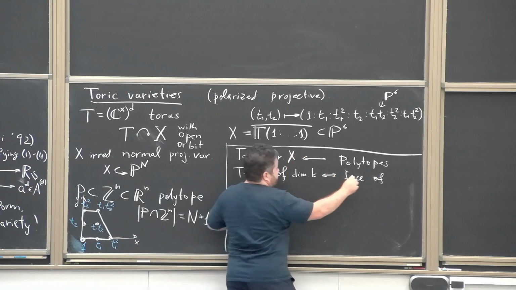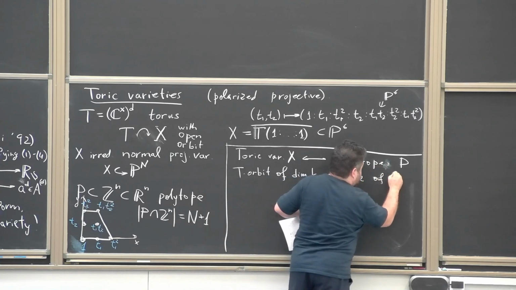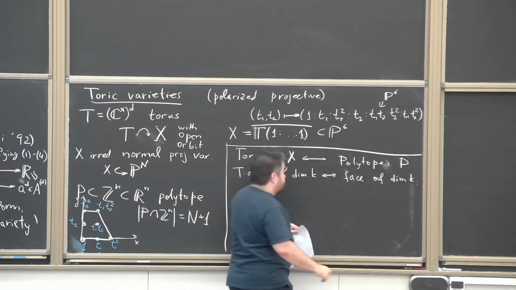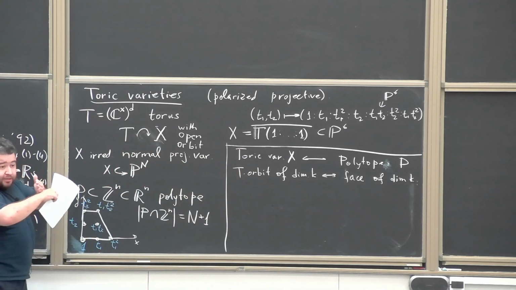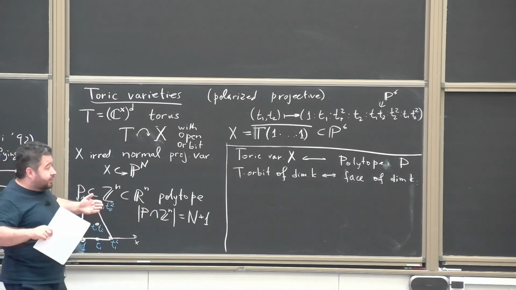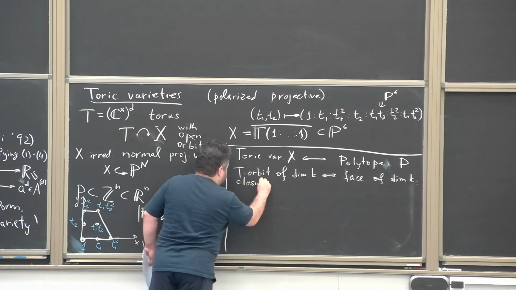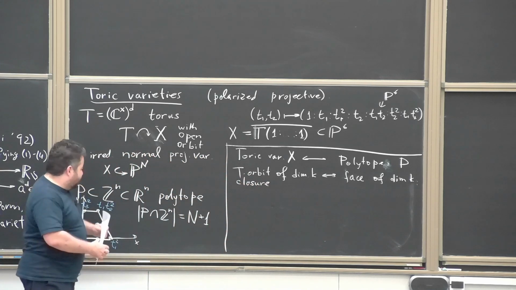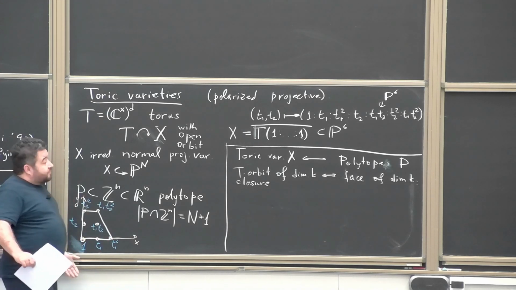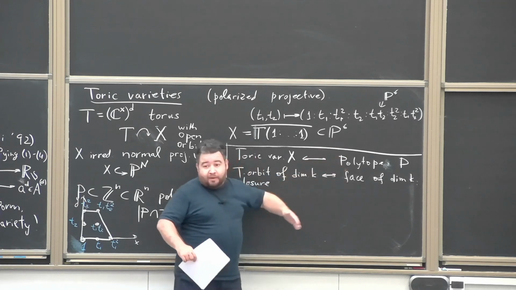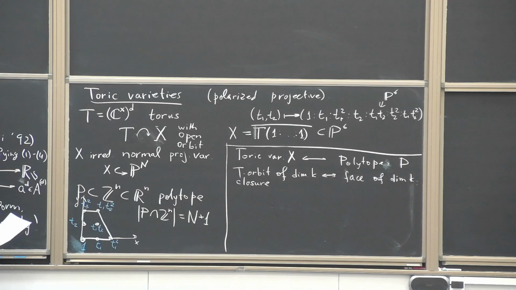Toric variety X and polytope P. So, a face of dimension K, a face of the same dimension. If you want to intersect two such orbit closures, you'll get the T-orbit closure of dimension K, which will be a face. If you intersect two such orbit closures, you'll get a face of smaller dimension that will correspond to the intersection of these faces. So, a very nice setting.